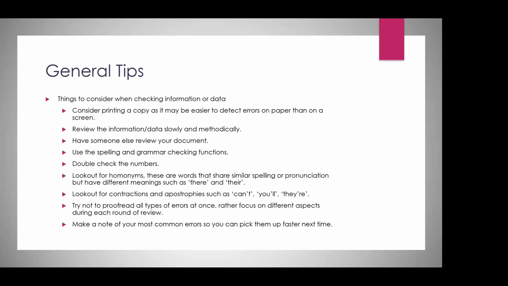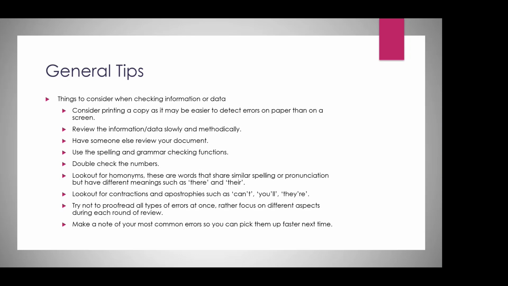Things to consider when checking information or data. Consider printing a copy because it may be easier to detect errors on paper. When I proofread items, especially since most of the time in Australia, when you turn documents in, you turn them in single spaced. When I proofread my papers, I will print it out double spaced. The reason I do that is because it gives me plenty of space to write my comments or make changes to the sentence, okay?